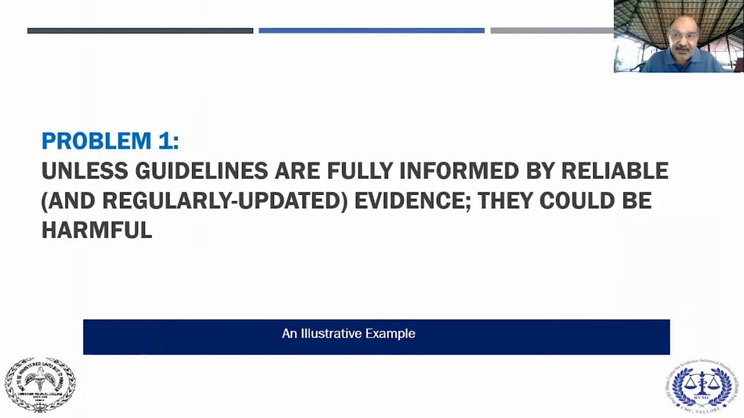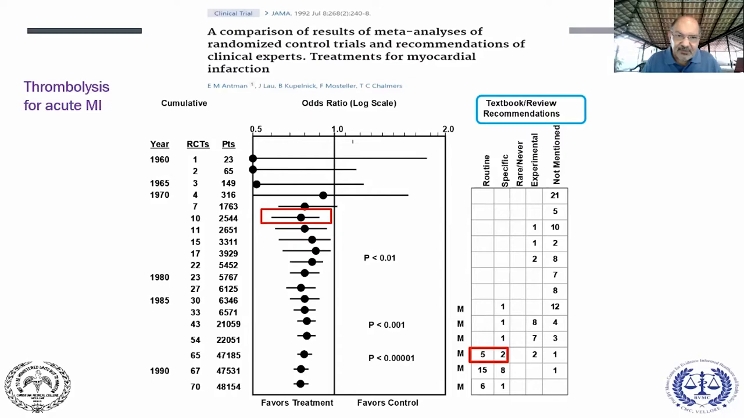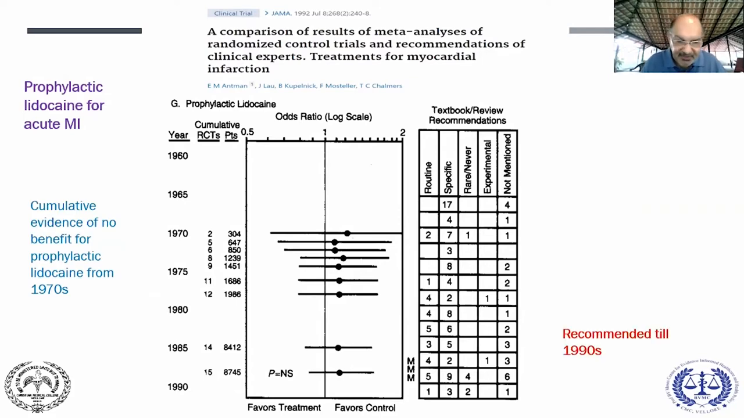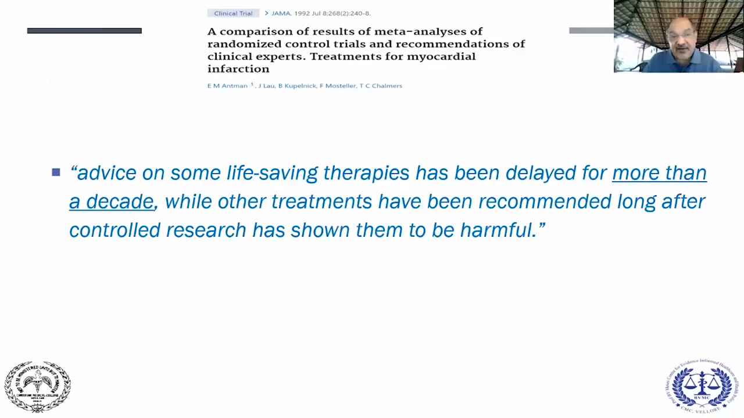prove to be harmful. And I'd like to use an illustrative example here, where a group of people checked to see whether the evidence from ongoing trials was actually being reflected in guidelines. And they found that the cumulative evidence of benefit of using streptokinase to prevent death due to acute myocardial infarction was actually available from 1973. However, the existing guidelines, which are like the textbook recommendations, started recognizing this research input only in the mid to late 1980s. Meanwhile, what they actually were recommending was prophylactic lidocaine for acute myocardial infarction late into the 90s, when there was cumulative evidence of no benefit for prophylactic lidocaine from as early as the 1970s. So this illustrates the need to have reliable evidence in your guidelines in order to prevent harmful outcomes.